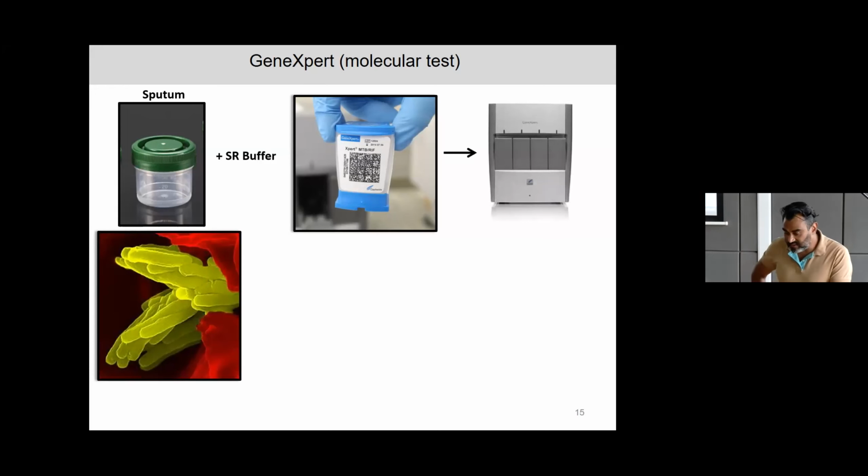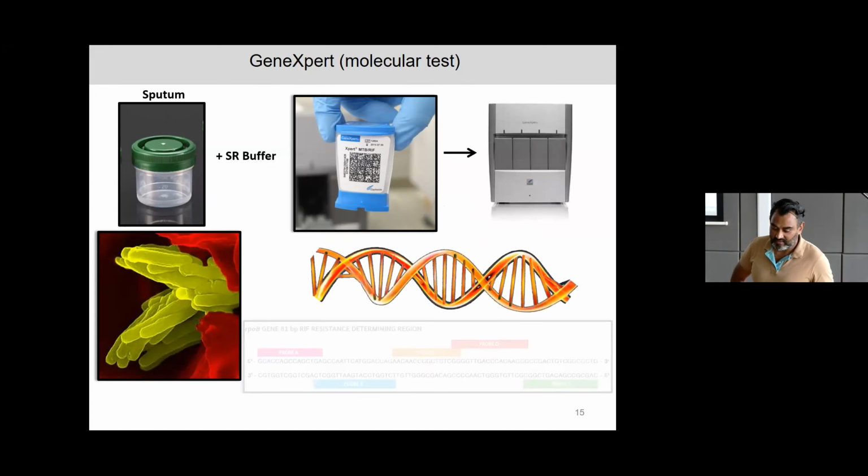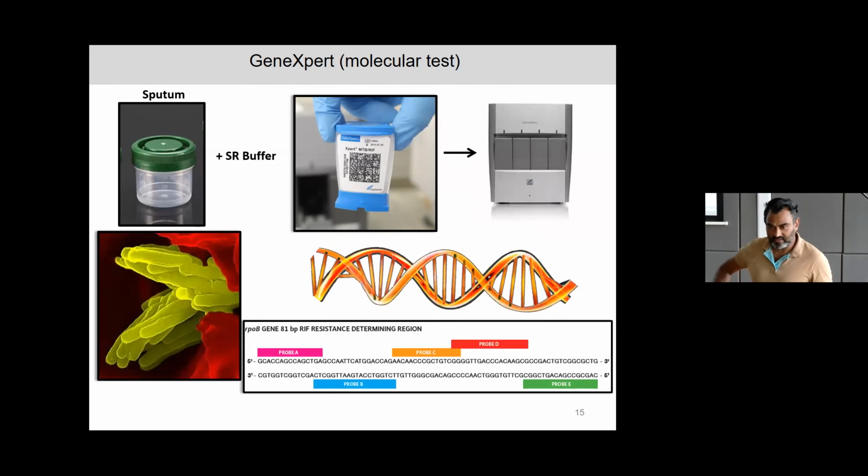So here's an electron micrograph of TB bacteria, and there's a specific piece of their DNA, right? We call that the rifampicin resistance determining region. It's a small 81 base pair region, and you see those different colors, right? You have these different color probes. They all bind to that region. And if all 5 of them light up, we say, hey, this is TB bacteria. And that's basically how many molecular diagnostic tests that detect DNA work.